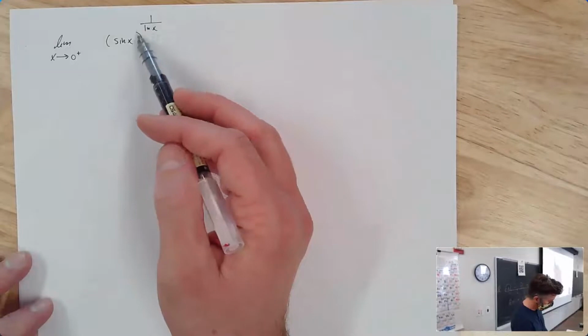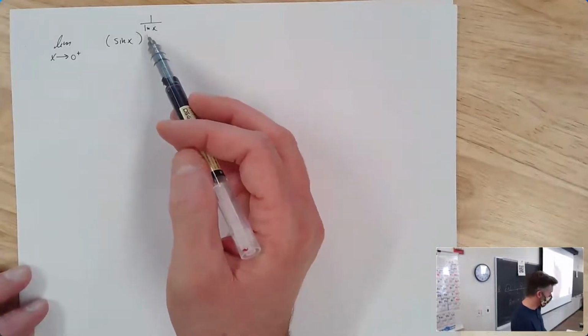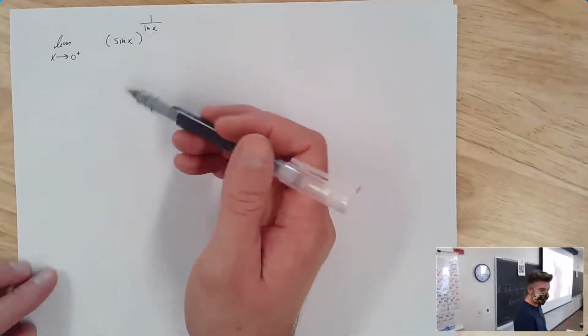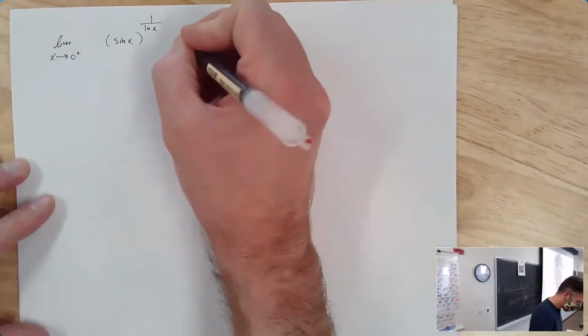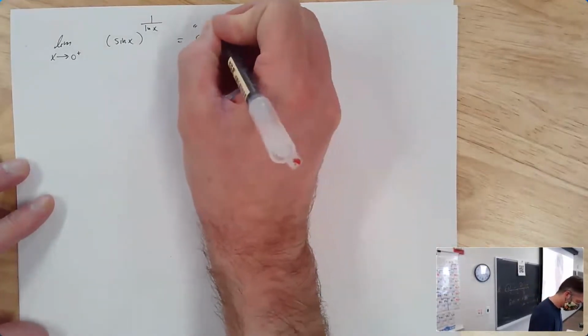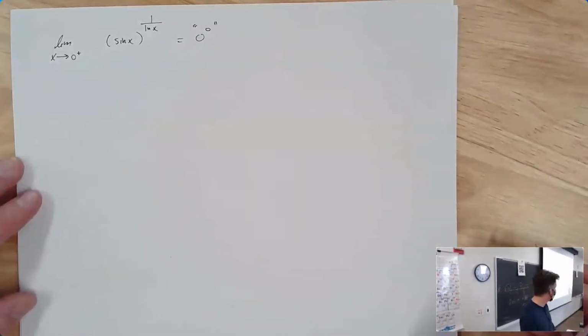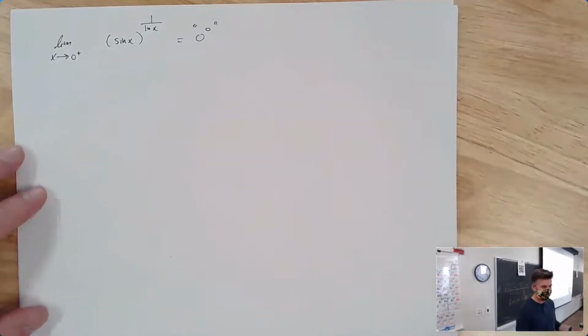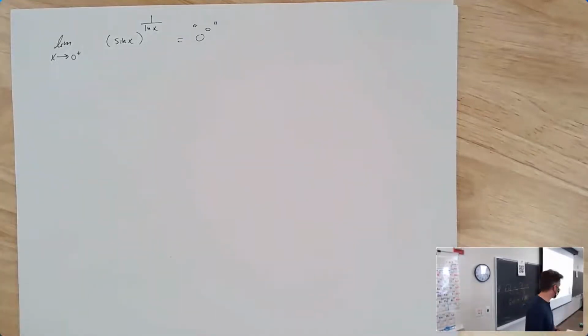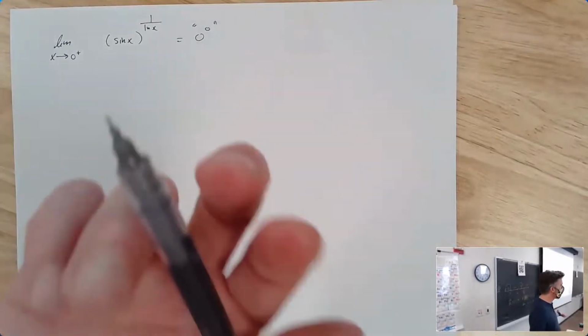But first of all, which indeterminate exponential form is it? Is it 1 to the infinity or infinity to the 0 or 0 to the 0? And it's definitely 0 to the 0. Sine is going to 0. Natural log is going to negative infinity, and 1 over negative infinity is going to 0. Sometimes I like to write what indeterminate form it is in quotes like that, because it's not really equal to 0 to the 0, but it's kind of what we're thinking about.